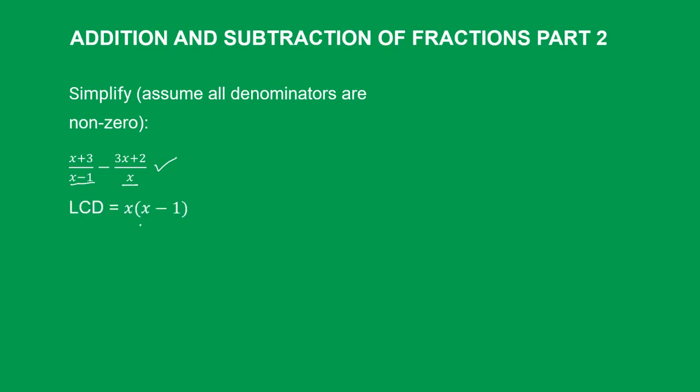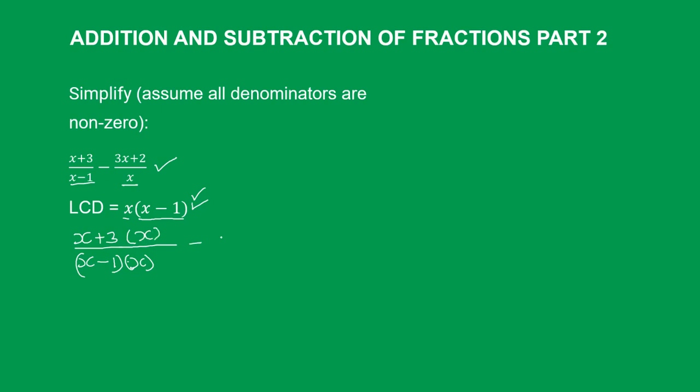So the LCD, the lowest common denominator, will be x times x minus 1. So it means we must use our equivalent fractions and our fractions must have this denominator. Let's look at the first fraction, which is x plus 3 divided by x minus 1. So we have to multiply this fraction by x so that the denominator is x times x minus 1. If we multiply the denominator by x, we must multiply the numerator by x.